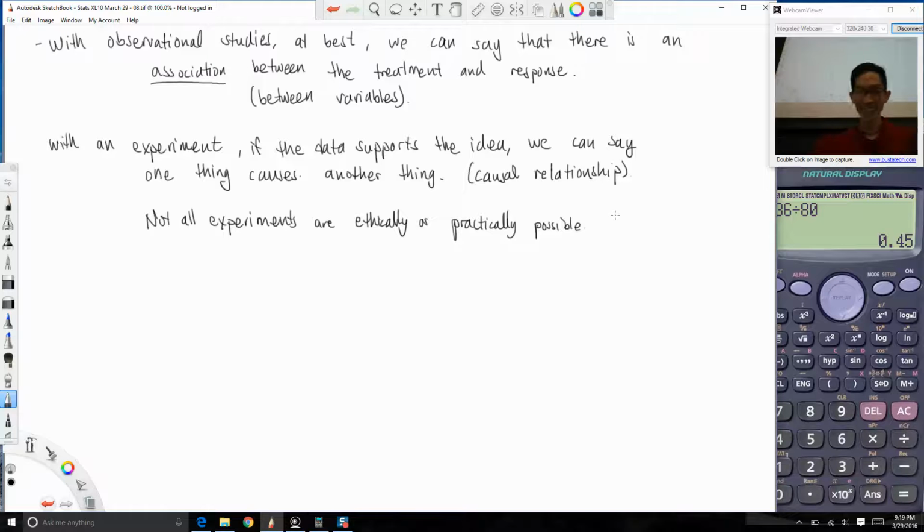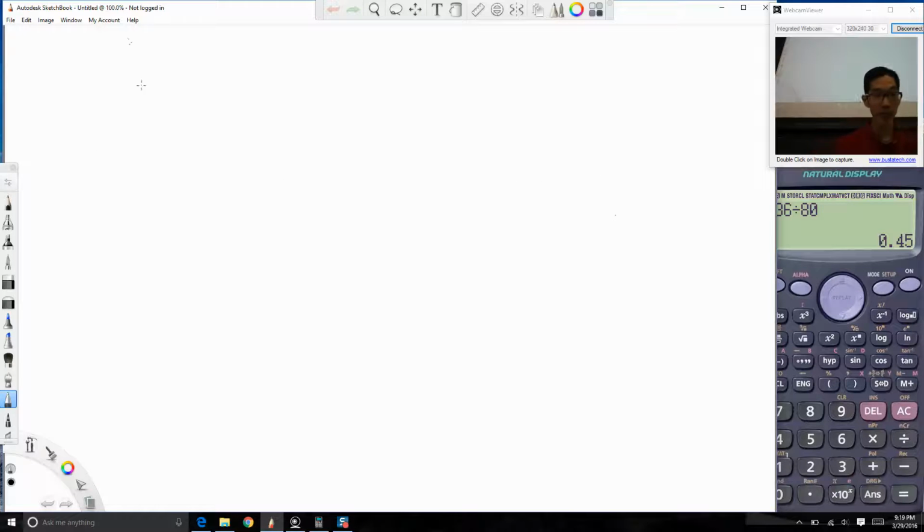All right, let's move on into chapter 2, and we're going to talk about displaying categorical data. I'm going to skip ahead a little bit into displaying categorical data, and next week we'll go back and talk about displaying numeric data. We'll also summarize categorical data.